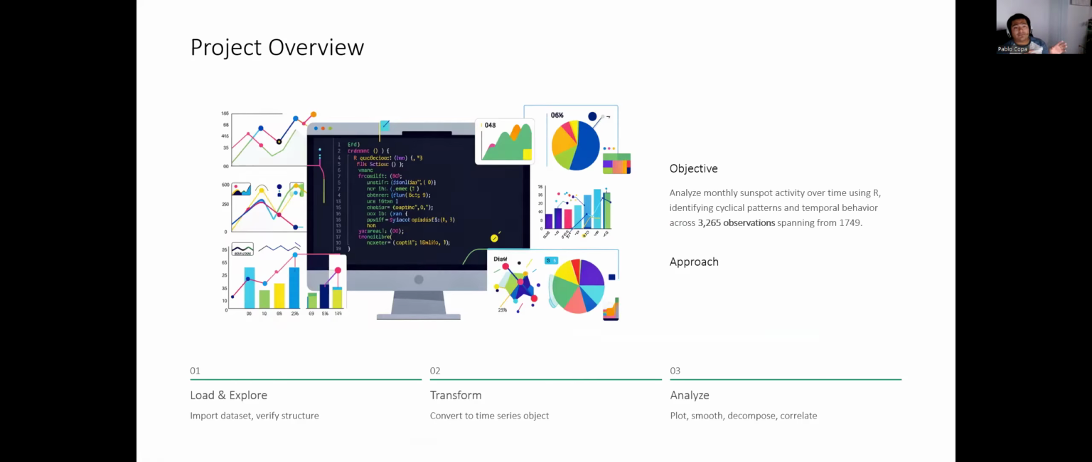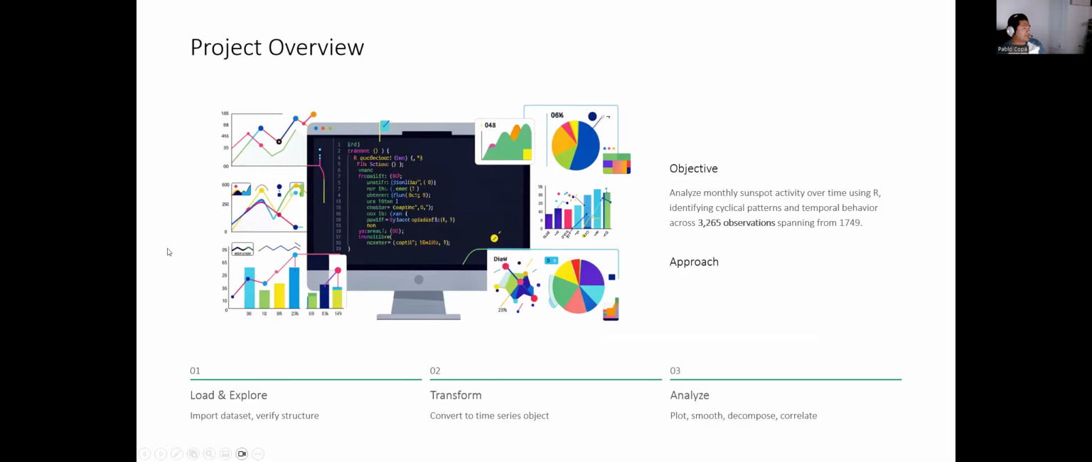The objective of this project was to analyze monthly sunspot activity over time using R. The dataset contained more than 3,000 observations beginning in 1749, which made it a good example for time series analysis. Because the data was organized by month, I was able to study how sunspot activity changed across many years. To complete the project, I followed a simple process.